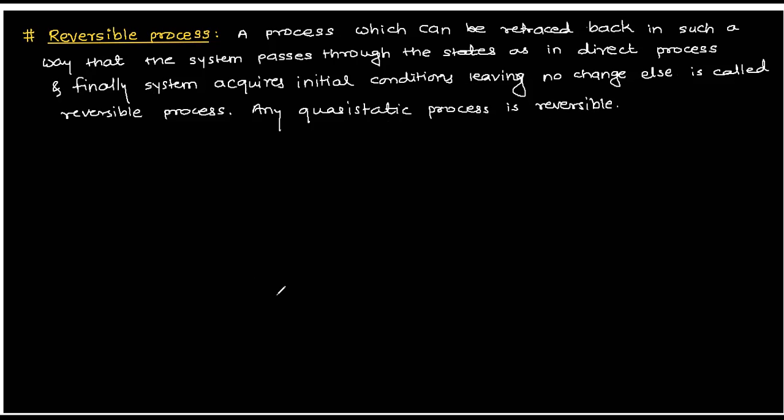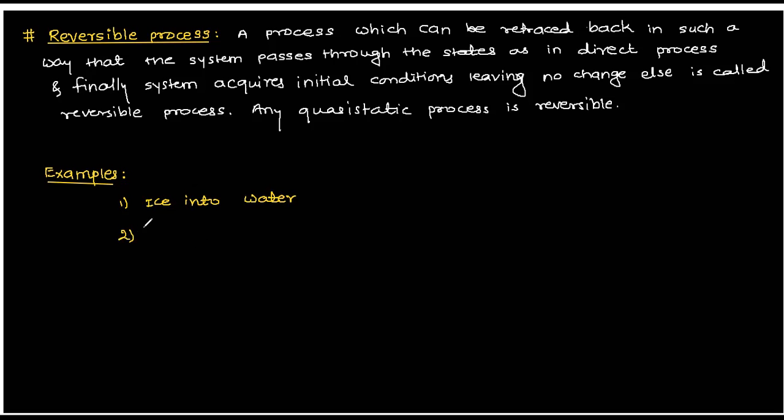Let's see some examples of this reversible process so that you will understand better. Examples. Number one, ice into water. Yes or not? You see, first ice, then water, whatever the states are there, the same states are going to be followed. That is what a reversible process is. Change of state of ice into water.